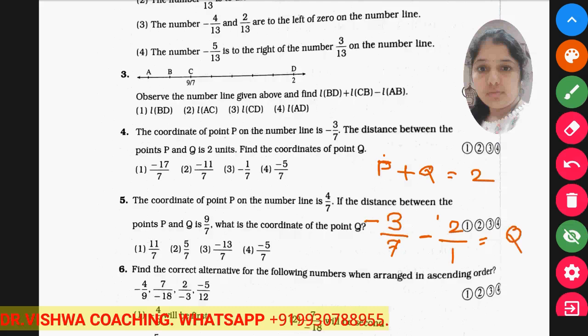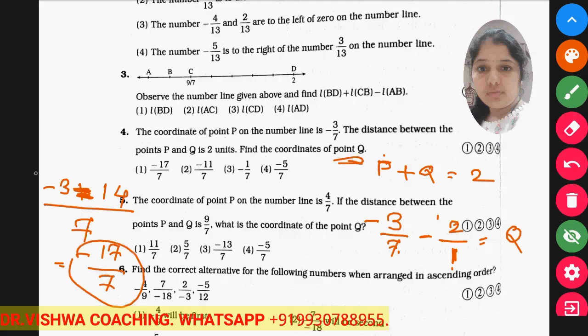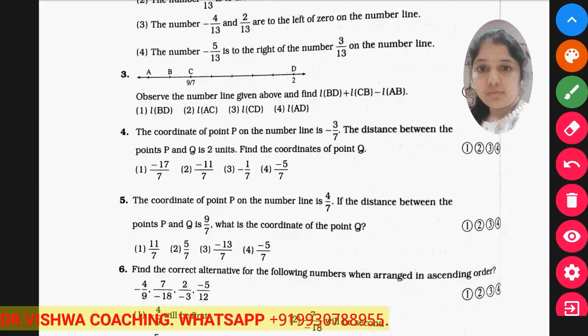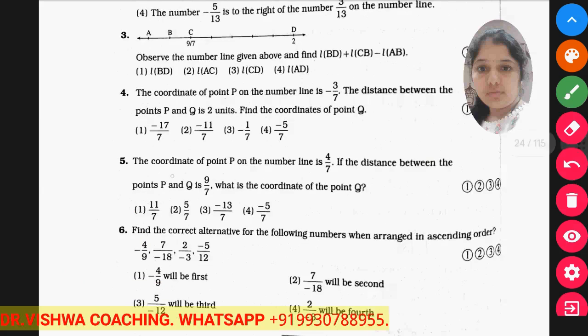Now if you calculate carefully, here the denominator is 1, so to make the denominator common, we will multiply here by 7, so it becomes minus 3 minus 14 upon 7, so it becomes minus 17 upon 7, which is the coordinate of point Q. Understood or not? Okay, now we'll move ahead.